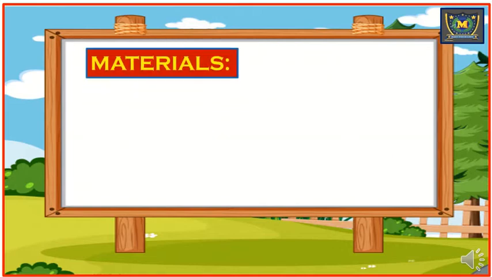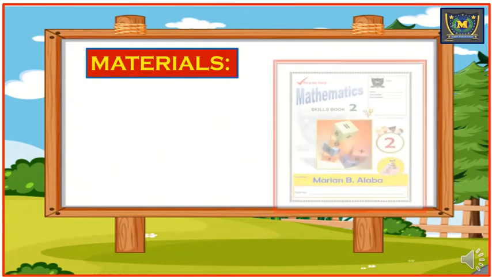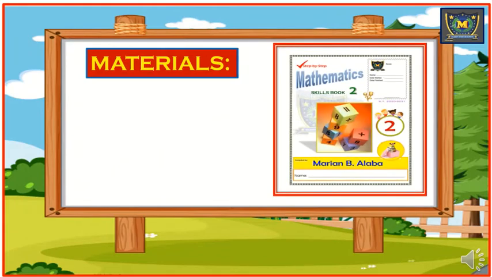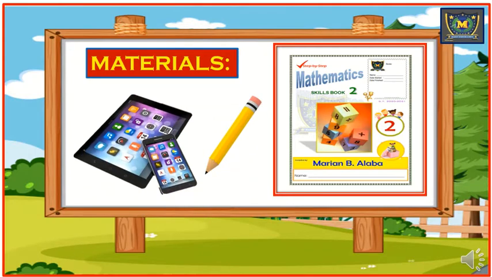Materials. These are the materials you need for this lesson. First, you need your Mathematics Skills Book 2 Set 2. And of course, you need your pencil. Then you need either a tablet or a cell phone.